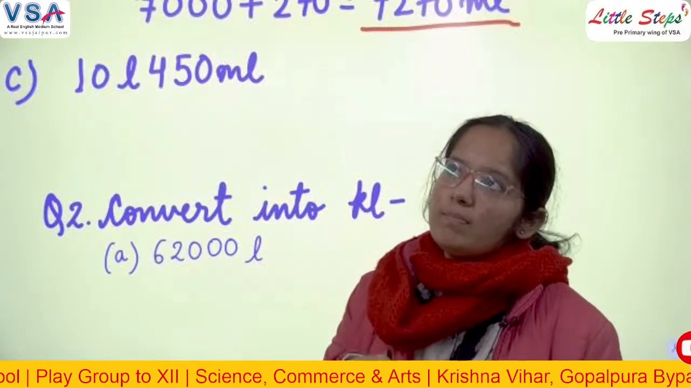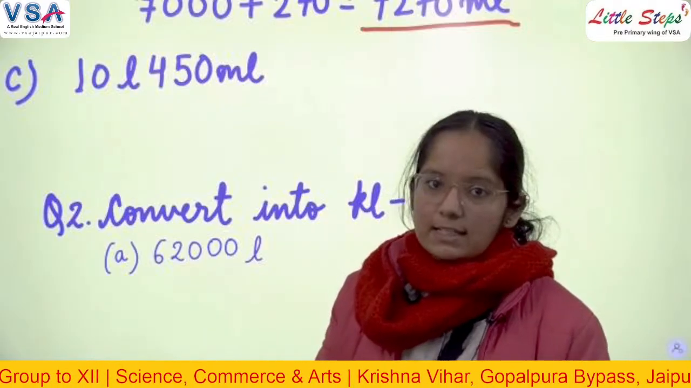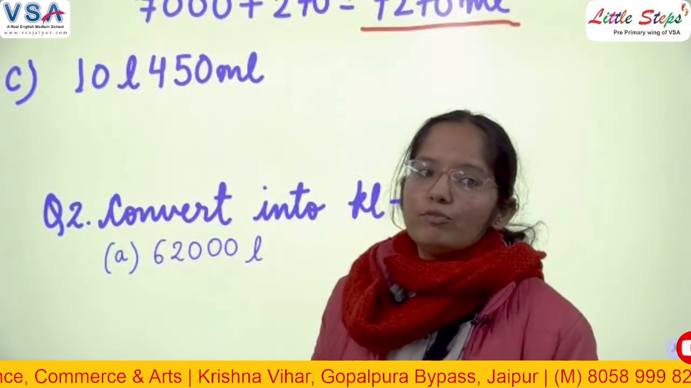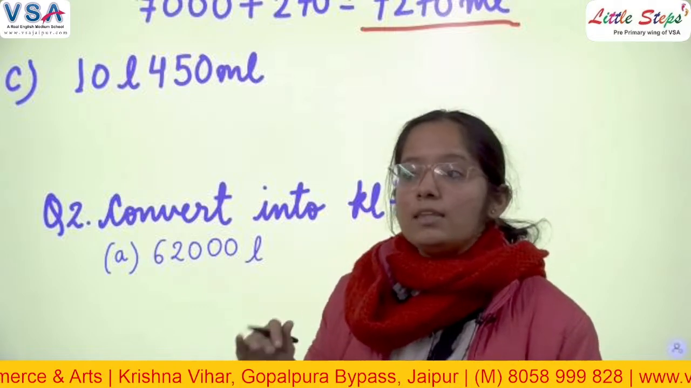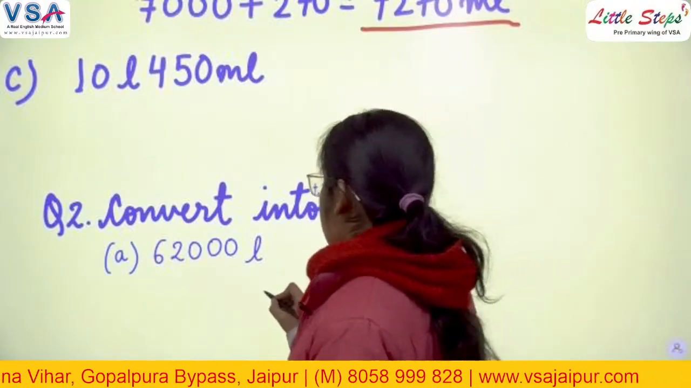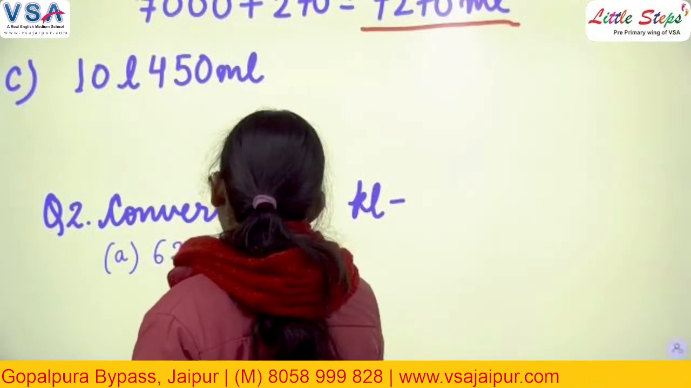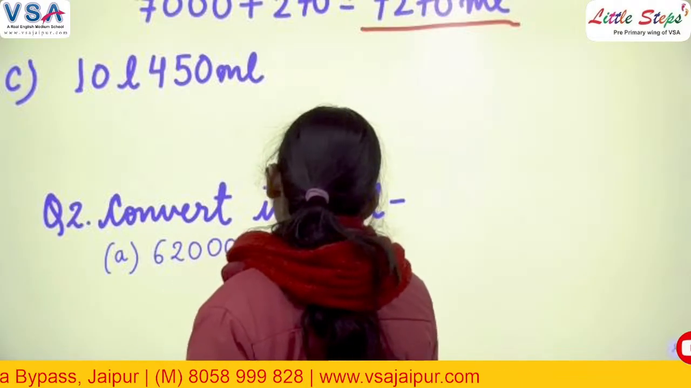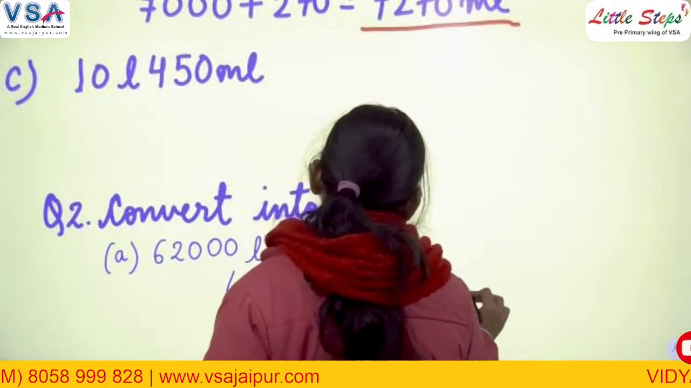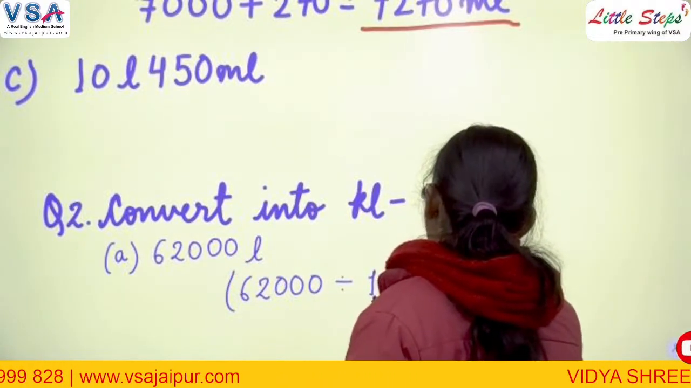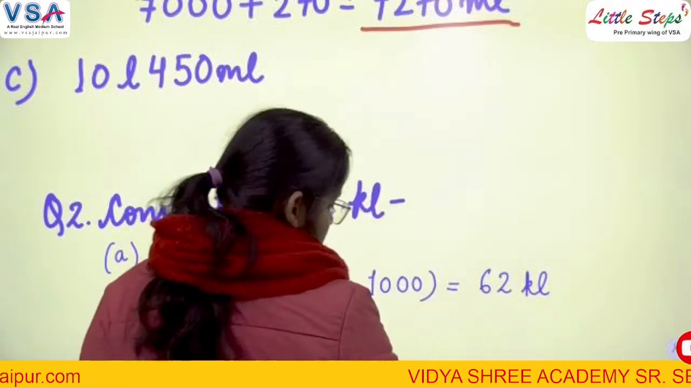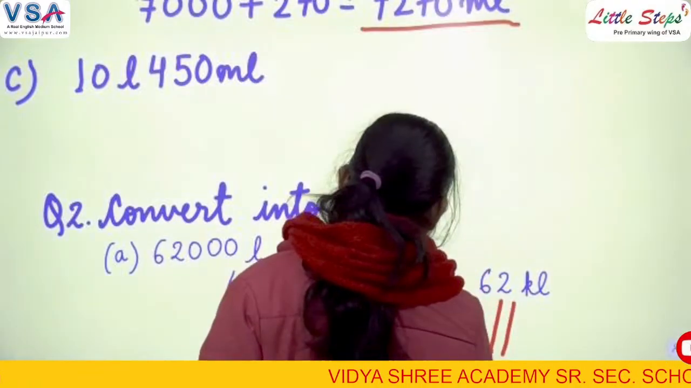So from liter we will move to decaliter, divide by 10. Then we will move to hecto, divide by 100. Then we will move to kilo, divide by 1000. So it will be 62,000 divided by 1000. Answer will be 62 kiloliters.